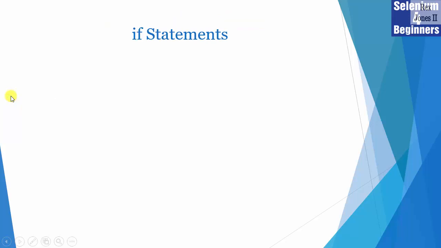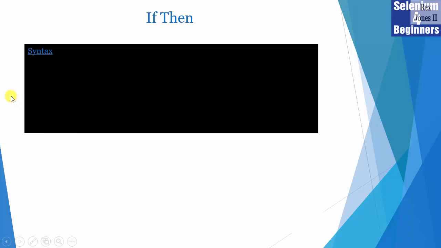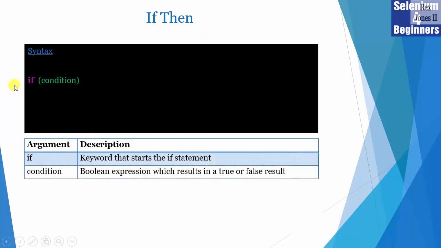Java provides three types of if statements. First is the if-then statement. Second is the if-then else statement. Third is the if-then else-if statement. The syntax for if-then begins with if condition. If is a keyword that always starts the if statement. The condition generates a Boolean result which returns true or false.